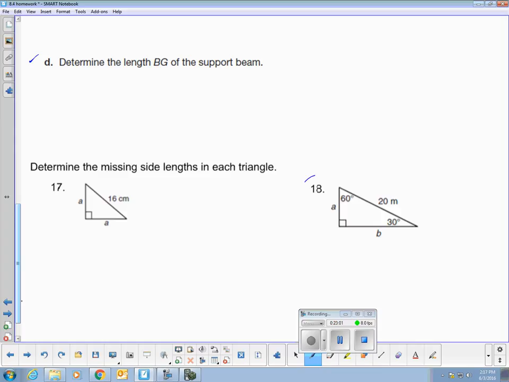Number 18, we again have a 30, 60, 90 in which we know the hypotenuse. And if I want to go from the hypotenuse to the short leg, I divide the hypotenuse by 2. And from the short leg to the long leg, I multiply the short leg by radical 3.